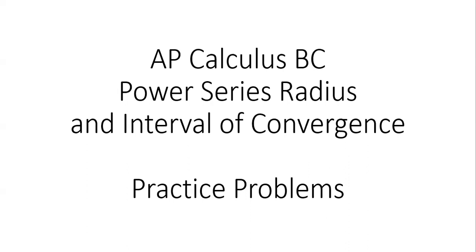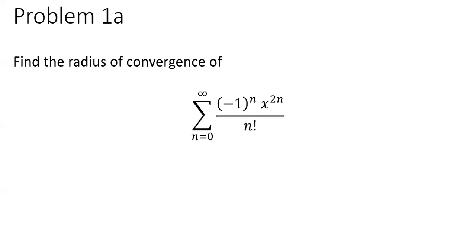All right, there's not too many in this problem set. There's some important ones to go over with different types of cases that you might see. Okay, number one, part A, find the radius of convergence of this series, summation as n goes from 0 to infinity, (-1)^n x^(2n) over n factorial. So go ahead and try this first on your own. Pause the video, try the problem first, and then see how I approached it.